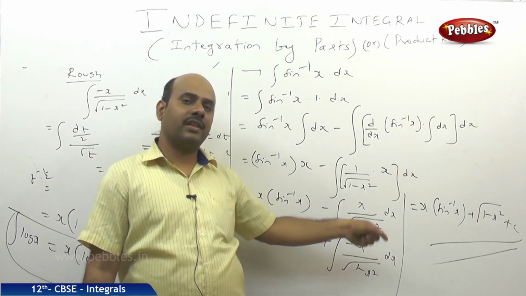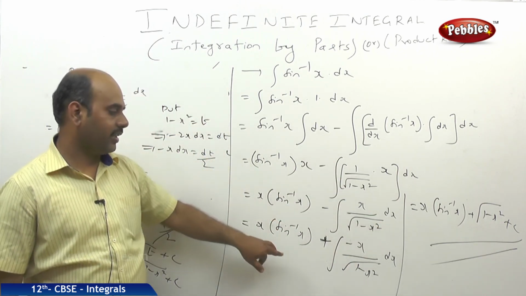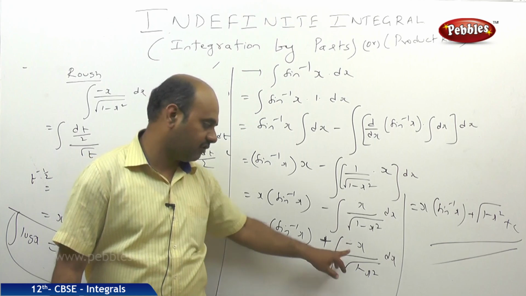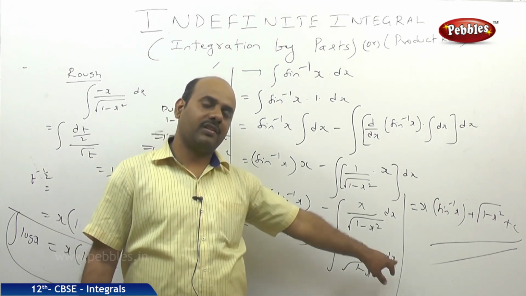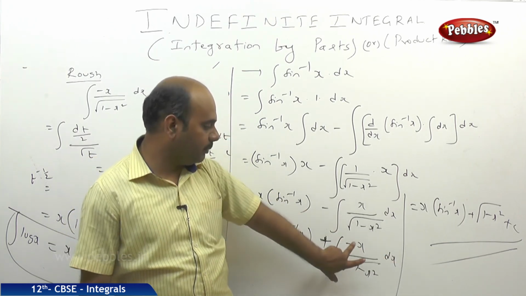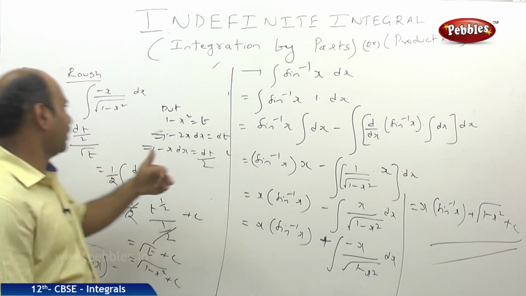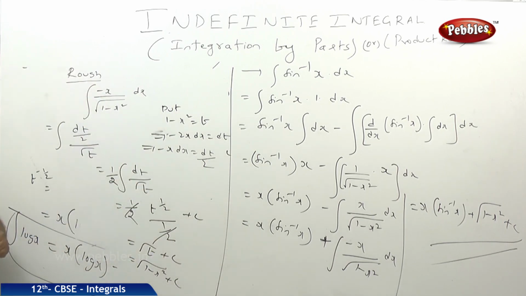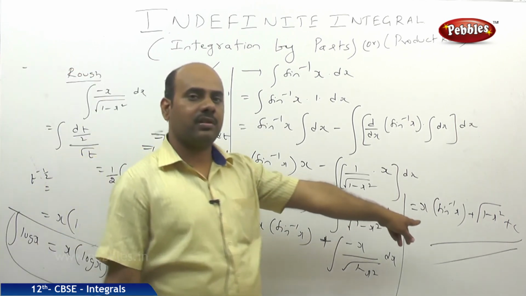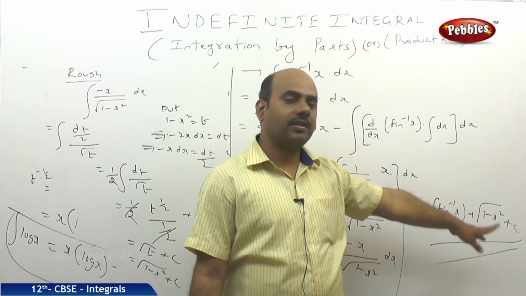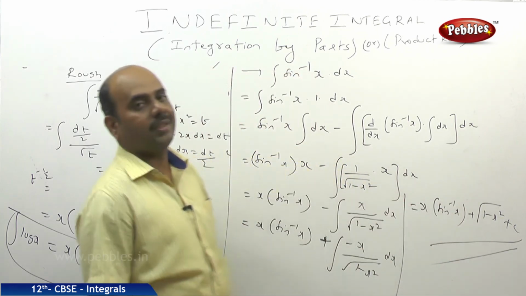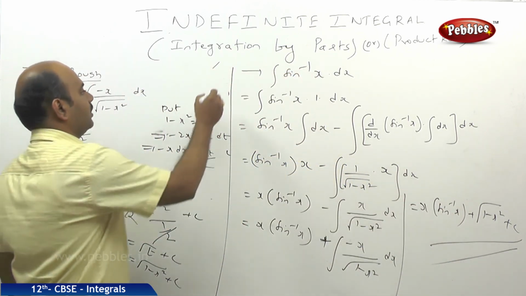Minus I will take inside for my convenience. So x into sine inverse x plus integral of minus x divided by under root of 1 minus x square dx. Now I will be evaluating this particular integral in rough. I had shown all these calculations. So finally our answer will be x into sine inverse x plus under root of 1 minus x square plus c. This is also an important problem.